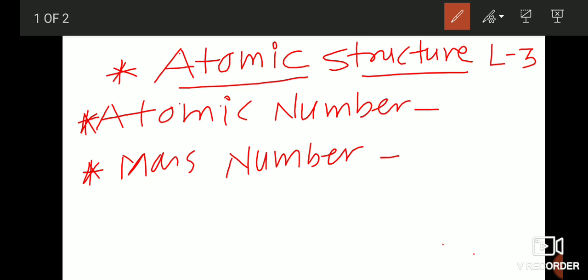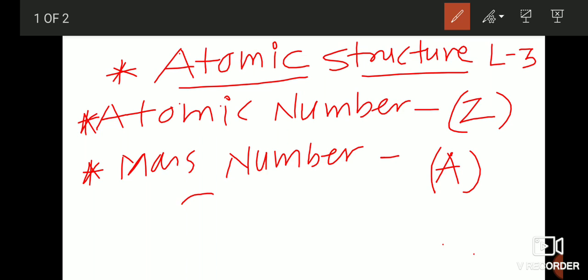What is the atomic number? As in the last lecture you understood, protons, neutrons and electrons are the basic fundamental particles of an atom. Now what is the atomic number? It is represented by capital letter Z, while the mass number is represented by capital letter A. So these things you have to keep in your mind. Now, the number of protons, keep in your mind.